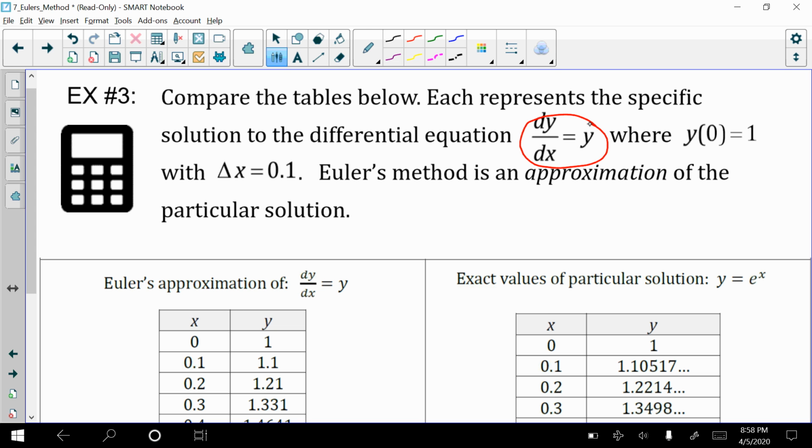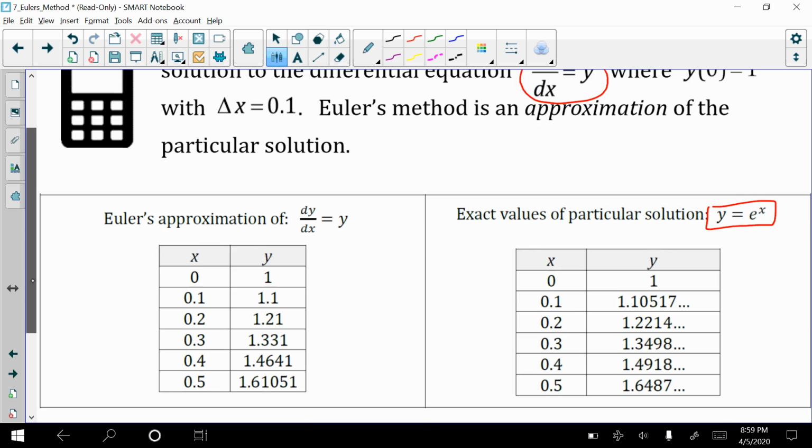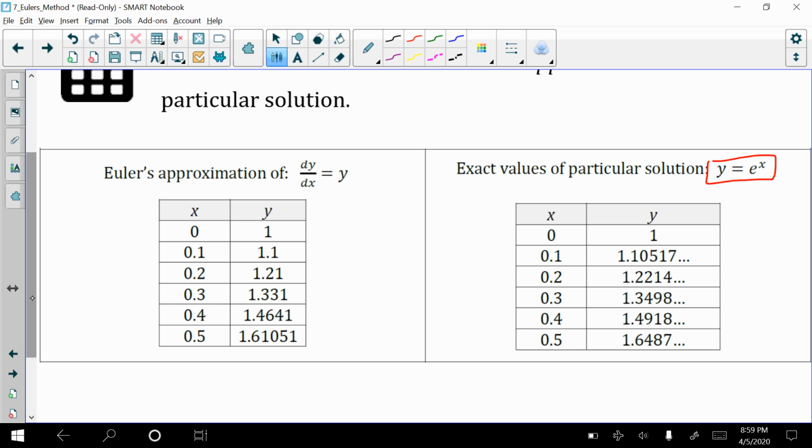That was our differential equation. If I solve the differential equation, this is what we wind up with: y is equal to e to the x. At the time I said, go ahead and compare the two values. So here we have our Euler's approximation, and here we have the exact values.